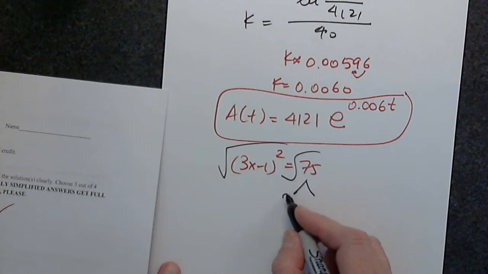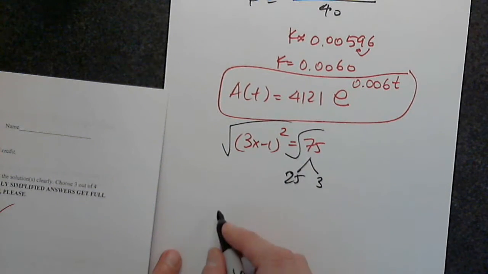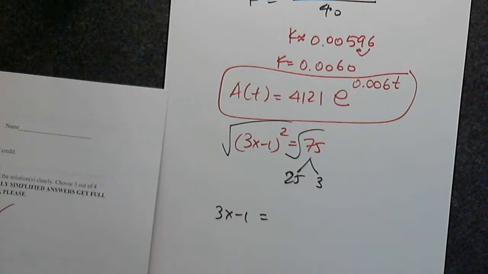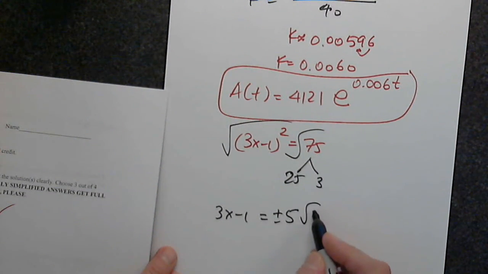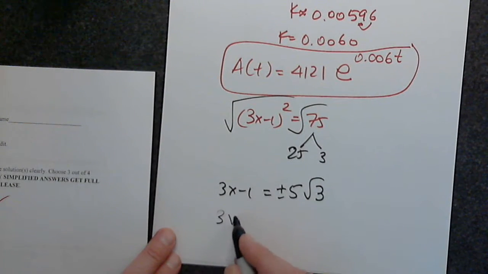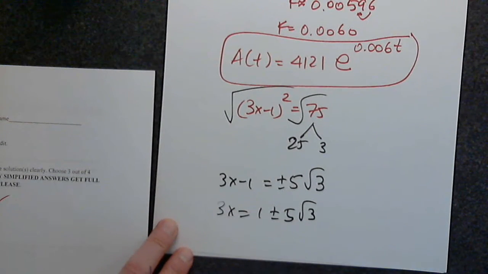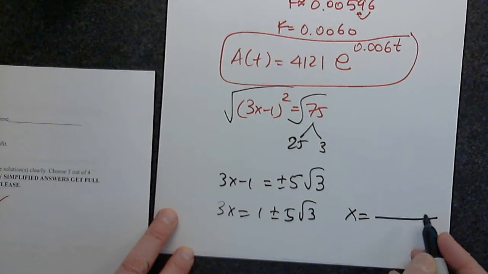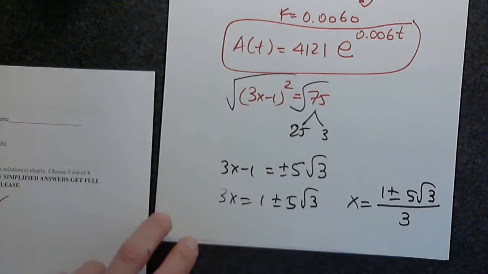So 75 is 25 times 3. I would write 3x minus 1. And what do I have to write on the other side? Can anyone tell us what to write? Yes. And then it's the square root of 25, which is 5, the square root of 3. I will move 1. So 3x equals 1 plus or minus 5, the square root of 3. And then x equals 1 plus or minus 5, the square root of 3, everything over 3.